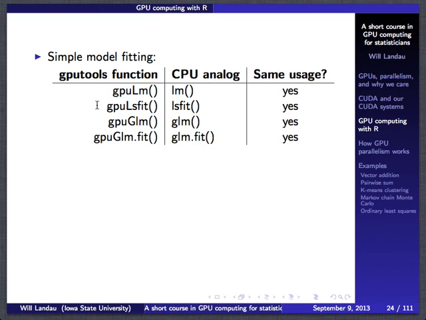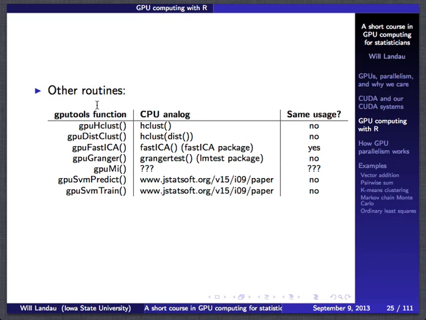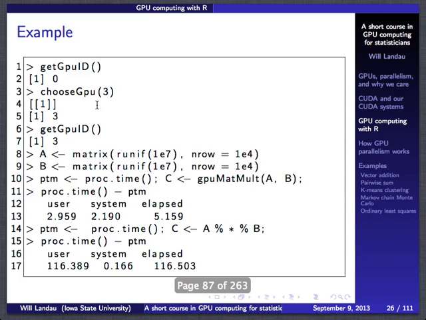And then there's some model fitting. There are LM and GLM functions that are GPU implemented. So if you like the GLM and LM functions in R and want to parallelize them, this is a quick go-to. And then there's hypothesis testing. There are t-tests. There are AUC estimates. AUC stands for area under the curve, and it's usually area under an ROC curve, receiver operating characteristic curve. And then you have a bunch of machine learning functions, like Granger causality tests and independent component analysis. And you can read up on those if you like.